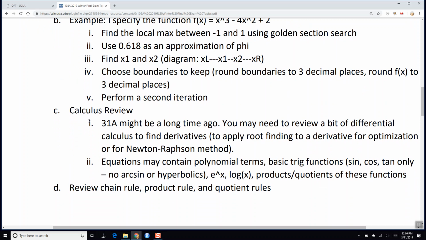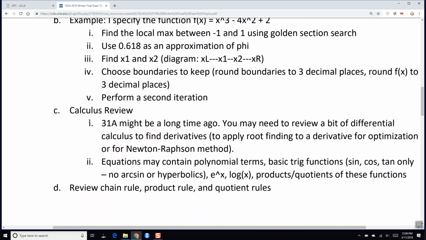So I won't go crazy, okay? It might be polynomial terms, basic trig. So that's going to be sine, cosine, tangent, e to the x or log of x, okay? And maybe products or quotients of those. So, you know those things, know your product rule, your quotient rule, your chain rule, okay?